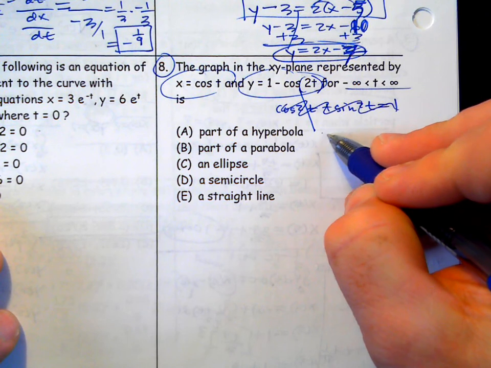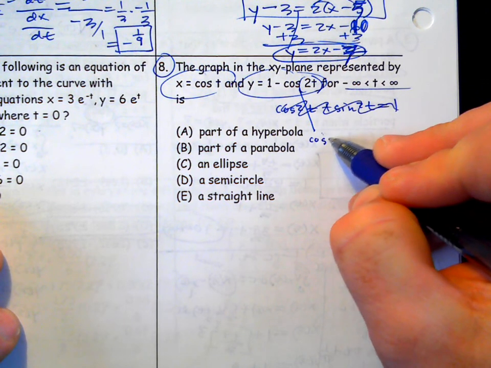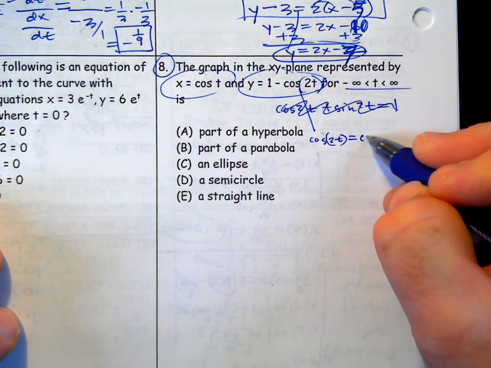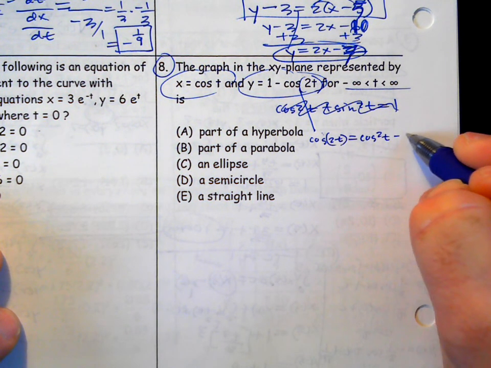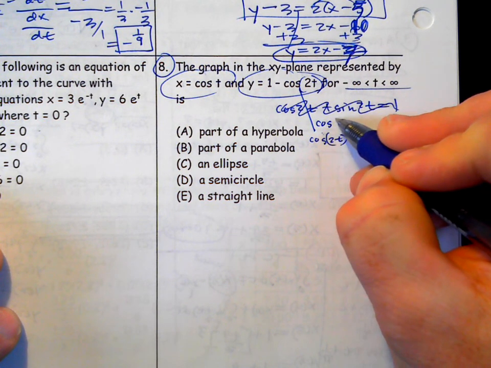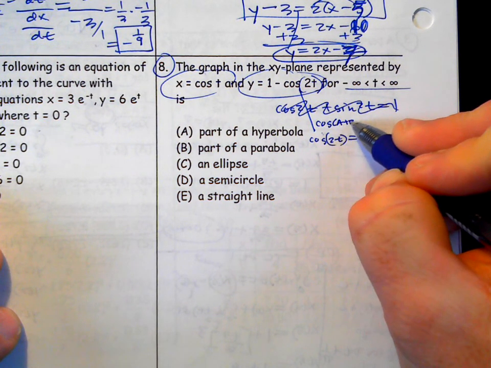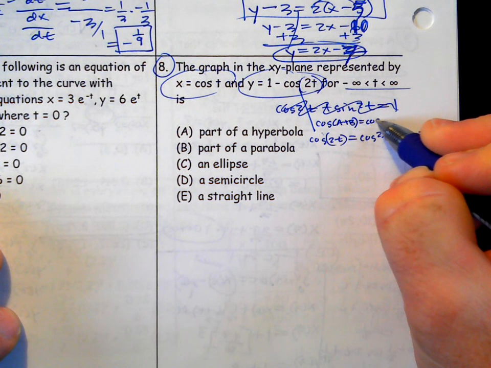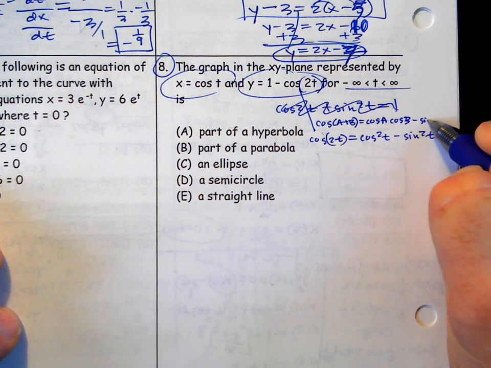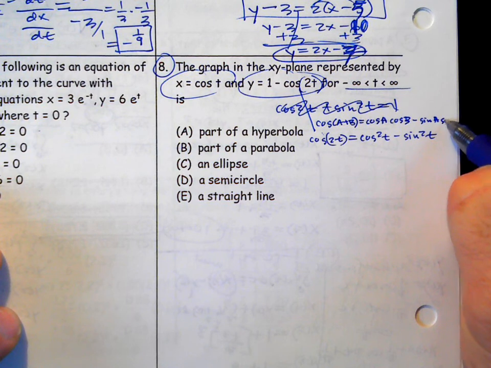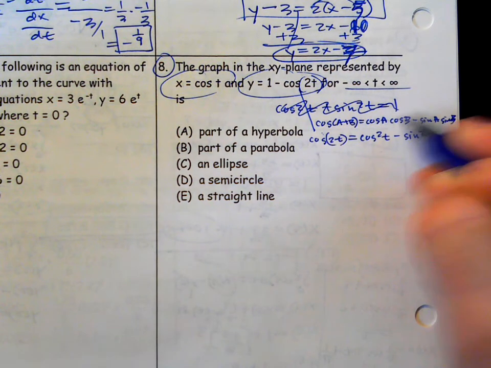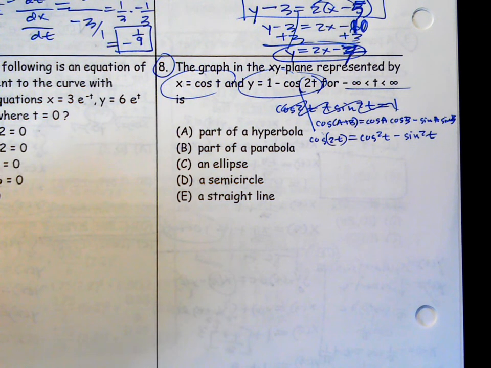So cosine of 2t equals cosine squared t minus sine squared t. And that comes from the angle addition identity for cosine, which says it's going to be cosine A cosine B minus sine A sine B. And if they just turn out to be the same thing, then you get the same thing squared.